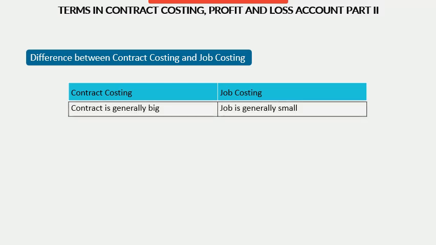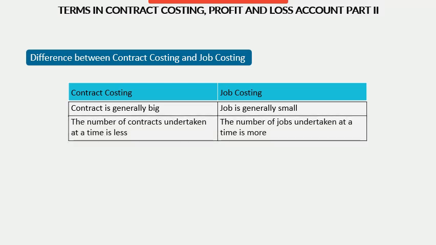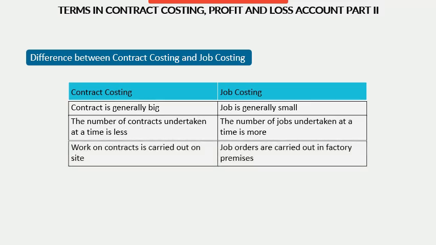Contract costing: contract is generally big. Job costing: job is generally small. Contract costing: the number of contracts undertaken at a time is less. Job costing: the number of jobs undertaken at a time is more. Contract costing: work on contracts is carried out on site. Job costing: job orders are carried out in factory premises.